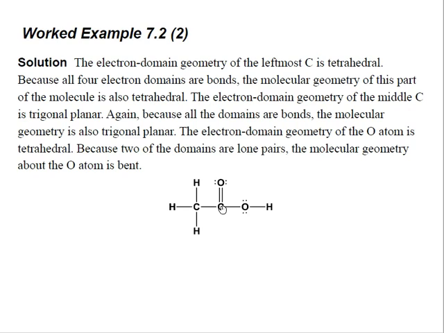And again, because you have domains that are all bonds, the electron domain geometry and molecular geometry will be the same, which is trigonal planar. And the electron domain geometry of the oxygen atom, which is shown here, will be tetrahedral with 4 groups. However, since we have 2 bonds and 2 lone pairs, the molecular geometry will be bent.